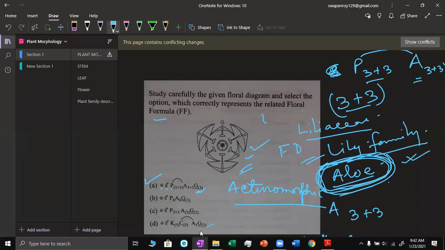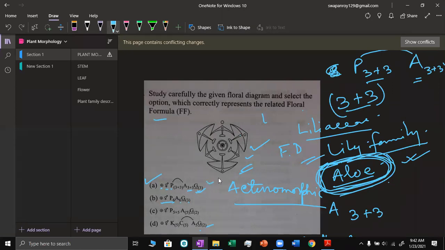Option D is given, Solanaceae. This one, option B, directly has written P6, A6, gynoecium 3, and hypogynous flower or superior ovary. Instead of writing 3 plus 3, it can be written 6 directly. But in this, it is not showing the epiphylous condition, it is missing here.